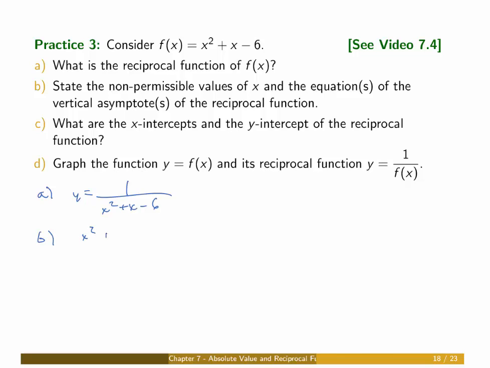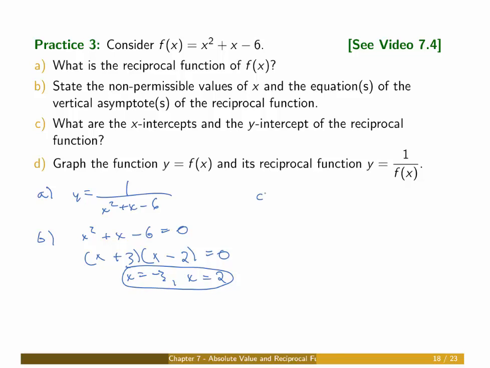Well, we're solving this. Right, that's what we're solving. In this case, it's 3 and 2, and it's plus and minus. So x equals negative 3, x equals positive 2. These are the vertical asymptotes. Okay. For part C, the x-intercepts and the y-intercept of the reciprocal function.